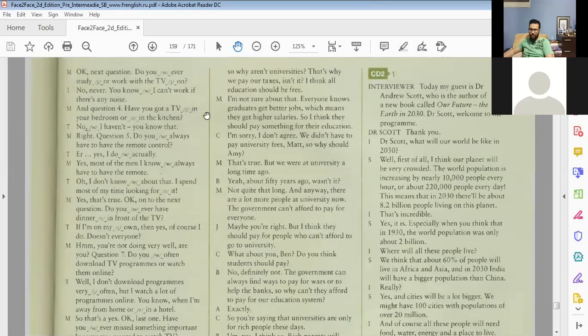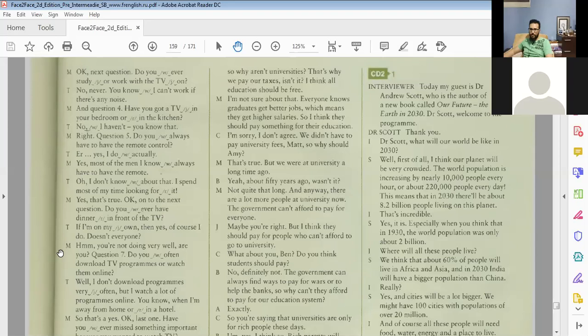Have you got a TV in your bedroom or in the kitchen? No, I haven't. You know that. Right. Question 5. Do you always have to have the remote control? Yes, I do, actually. Yes, most of the men I know always have to have the remote. Oh, I don't know about that. I spend most of my time looking for it. Yes, that's true. OK, on to the next question. Do you ever have dinner in front of the TV? If I'm on my own, then yes, of course I do. Doesn't everyone? You're not doing very well, are you?